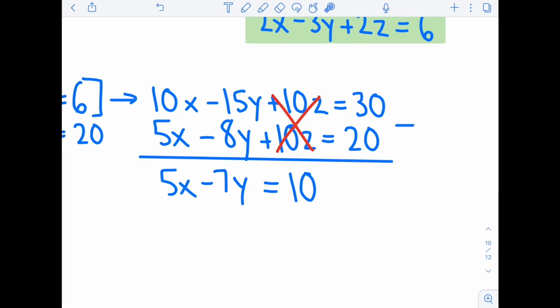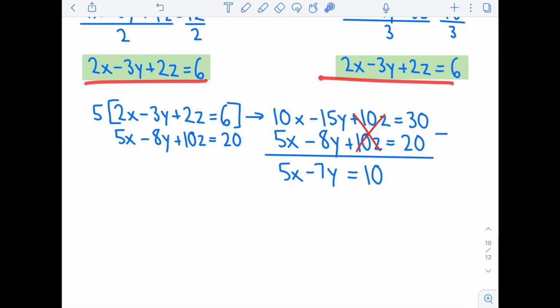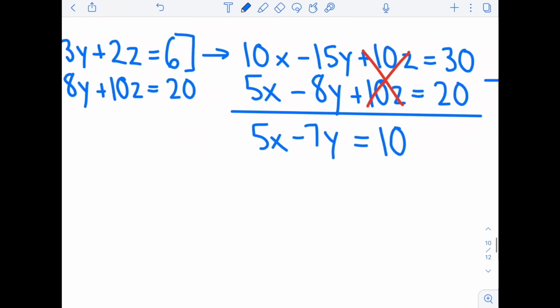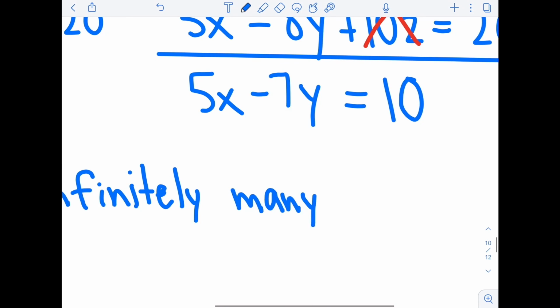And that's very interesting because that means that these identical planes right here intersect this third plane right here at a line, and this is the line that they intersect at. So that means that there are an infinite number of solutions. The reason why we have an infinite number of solutions is because there are infinitely many points on the line. So that means there are infinitely many solutions.